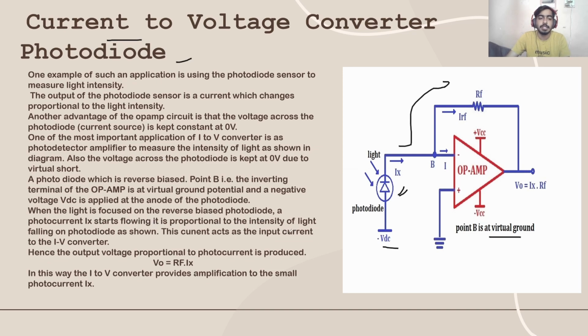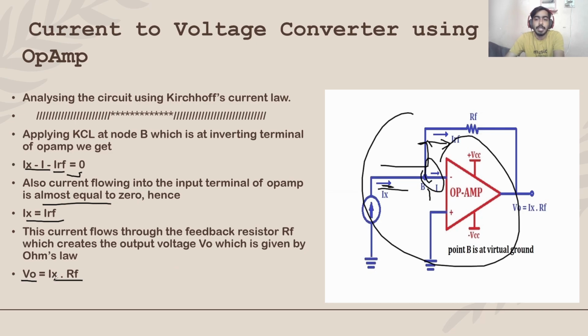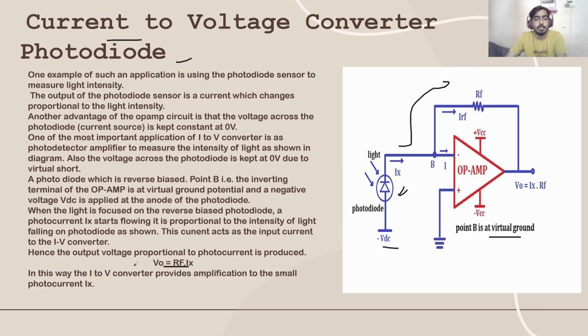It is proportional to the intensity of light falling on the photodiode, as shown. The current acts as the input to the IV converter, hence an output voltage proportional to the photocurrent is produced, which we have already seen in the previous slide, that is V0 equals IX into RF, that is RF into IX. In this way, an I to V converter provides amplification of small photocurrents IX. So if provided a small intensity of light, it amplifies it.